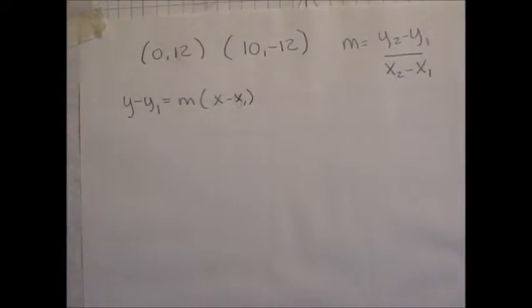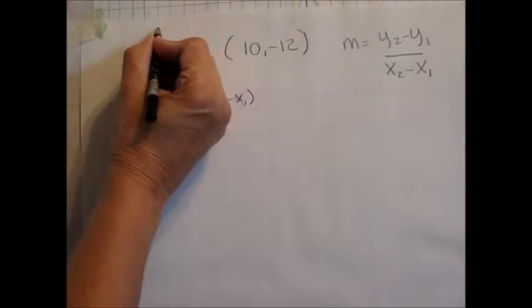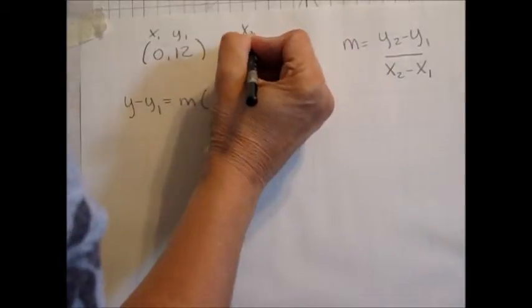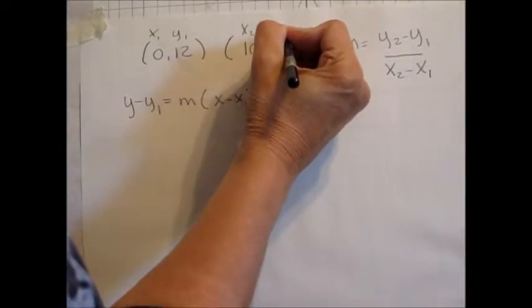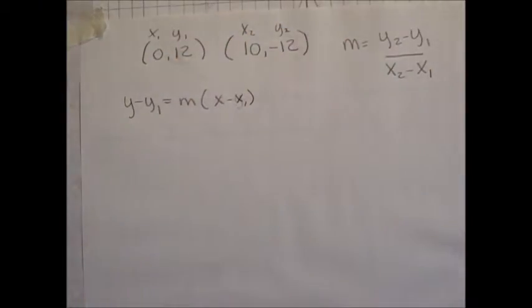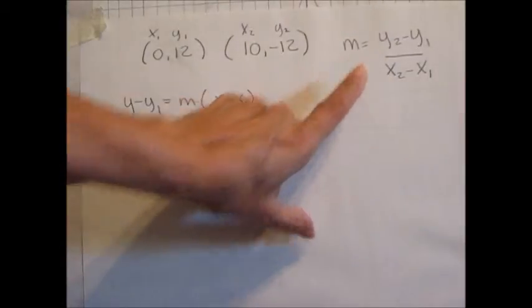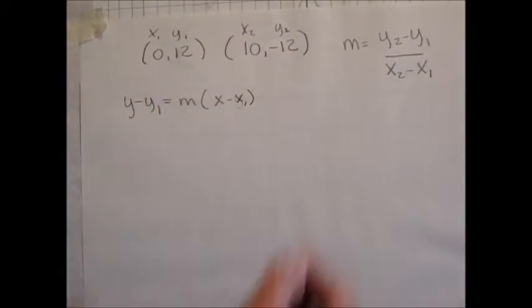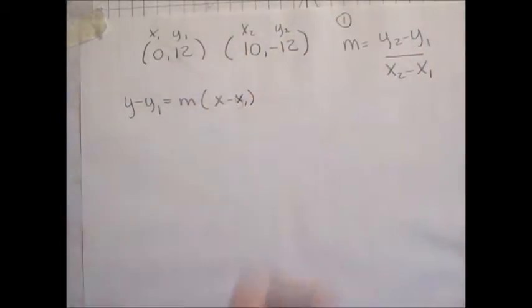I have the 2 points that I found on line 1, and I'm going to go ahead and label them x sub 1, y sub 1, x sub 2, y sub 2. It can be the other way as long as you get both coordinates from the same ordered pair. Here's my slope formula. Here's my point slope formula. So I'm going to use this first to find the slope of the line, number 1.